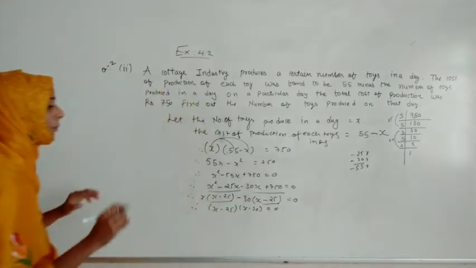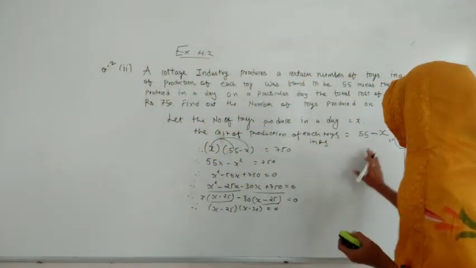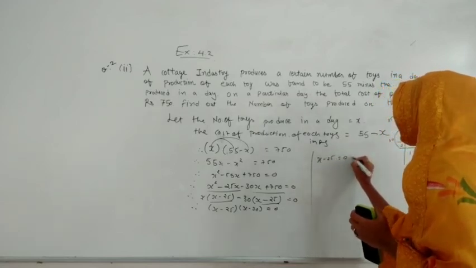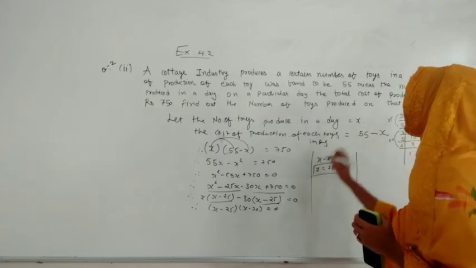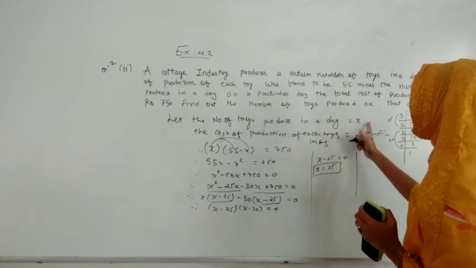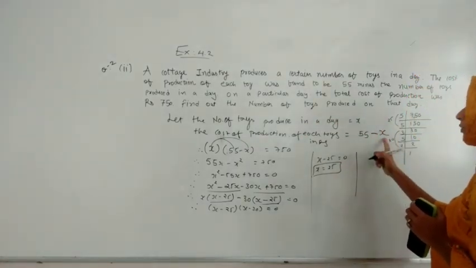Now we have to compare these things with 0. So we will get two values of x. So here I will compare x minus 25 is equals to 0. So x I am getting as 25. यानी अगर हम 25 यानी पूरे दिन में प्रोडक्शन नंबर ऑफ टॉयज का 25 है तो कॉस्टिंग कितना होगा, तो वी विल राइट दैट 55 minus 25.